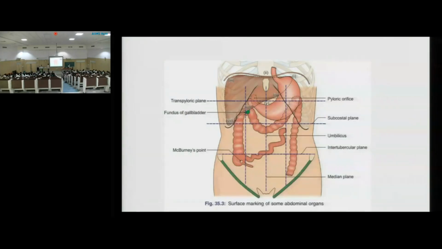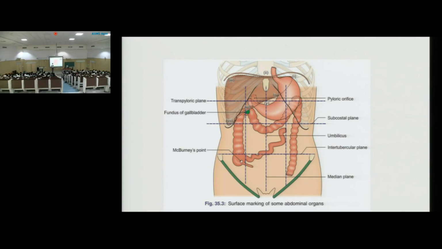So before we go into the points, this is just the stomach, and we give an introduction to the planes. Ma'am has already explained how to identify the planes. This is the subcostal plane, almost below the costal cartilages, and this is the transpyloric plane. These two planes are the only planes required to identify the stomach.